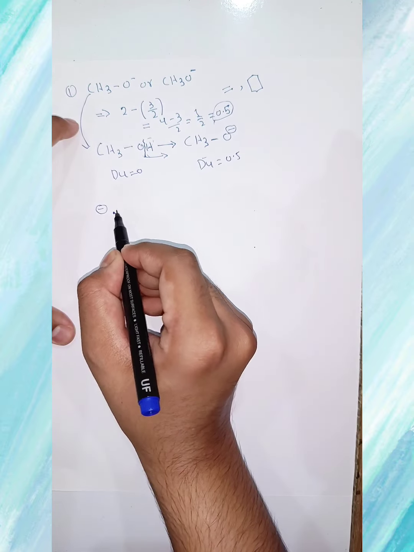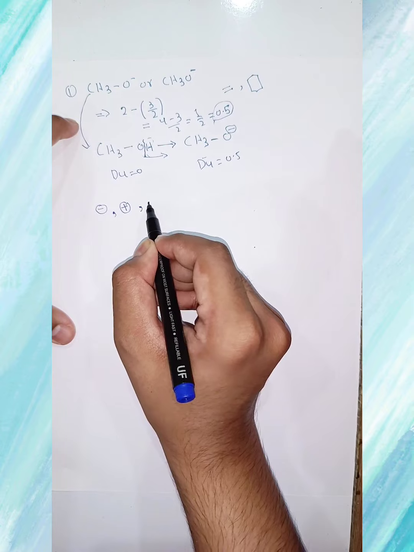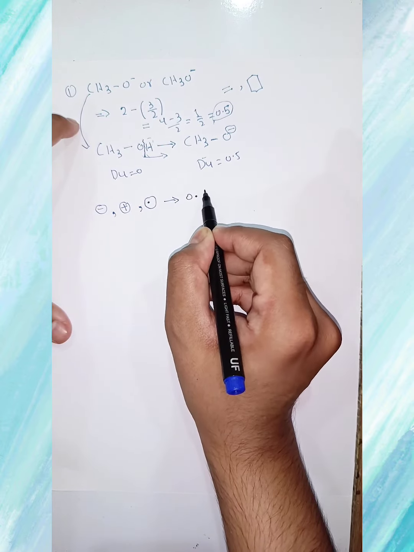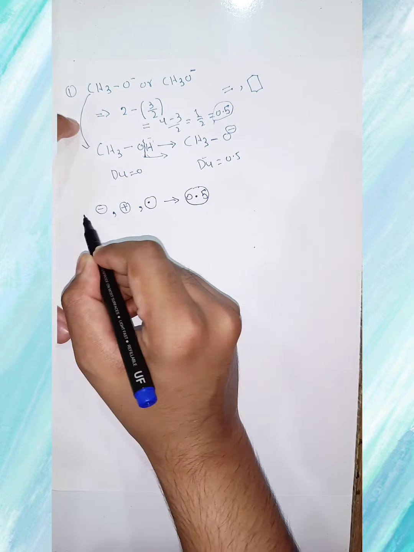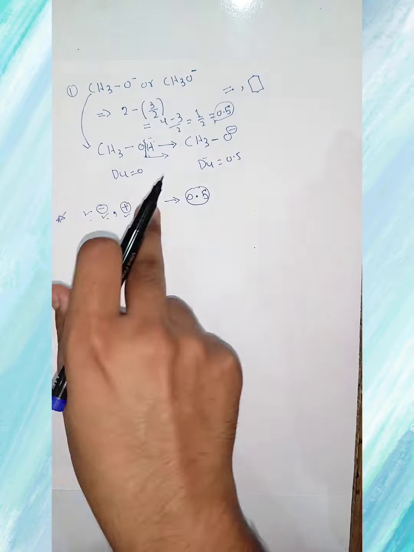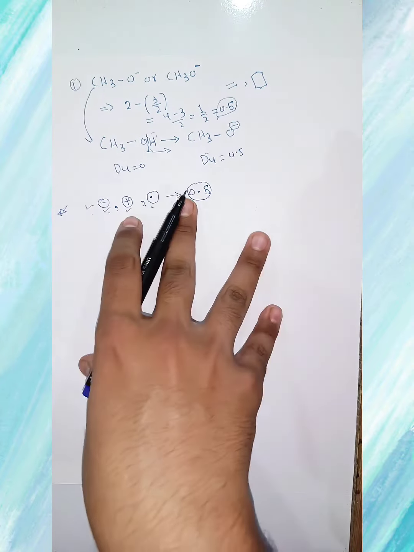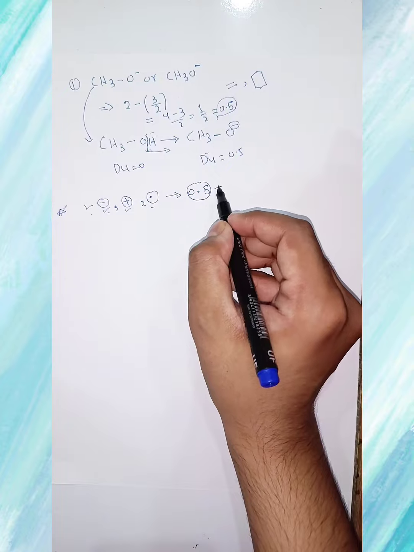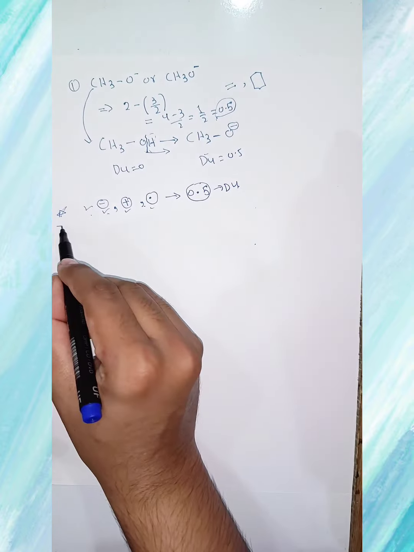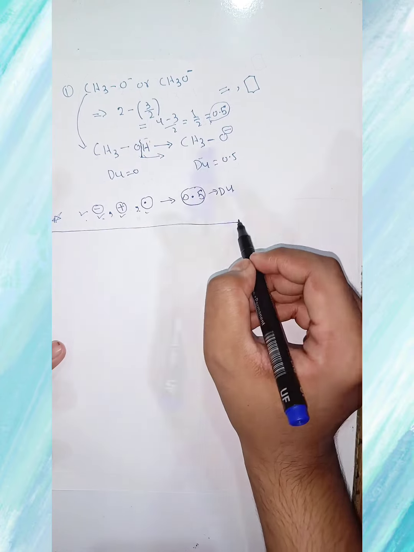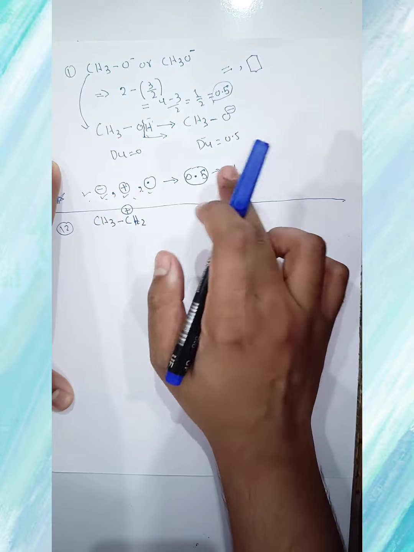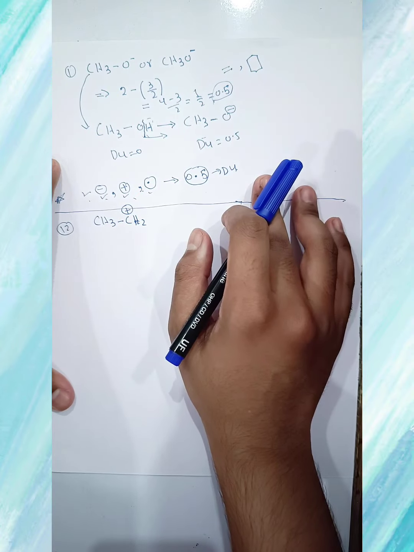A negative charge, a positive charge, or a radical like this will contribute 0.5 in the DU. So a very important concept: negative, positive and a free radical contribute 0.5 in the DU. A point you should note. Now we will be taking some examples. Negative, positive and dot contribute 0.5 in degree of unsaturation determination.